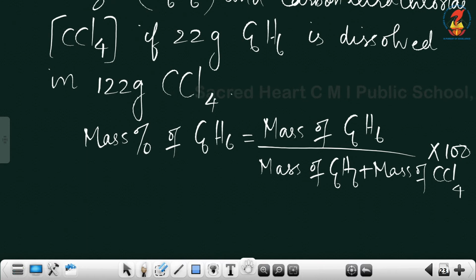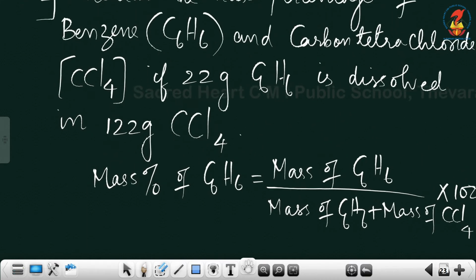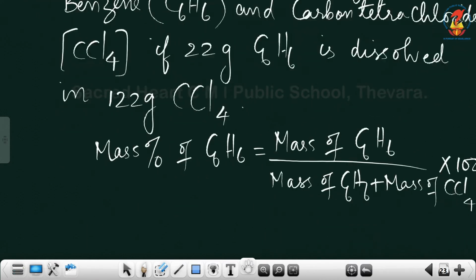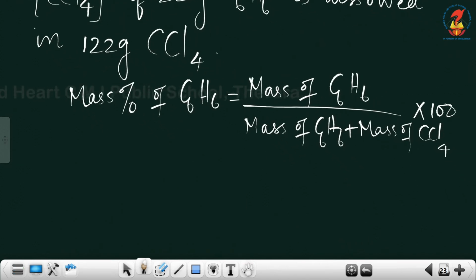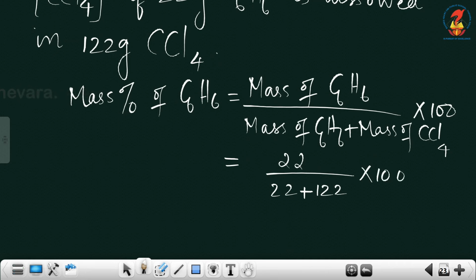And here the mass of benzene and CCl4 is given in the question, that is 22 gram benzene and 122 gram CCl4. So substitution, benzene is 22 divided by 22 plus 122 into 100, and we get the answer as 15.2%. This is the answer.